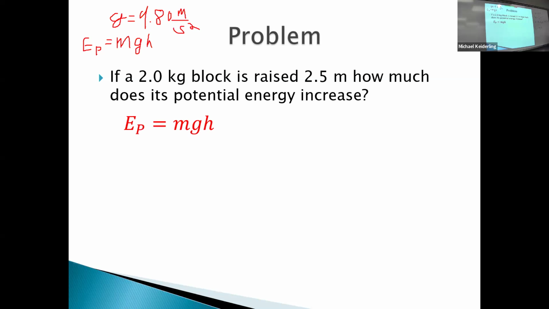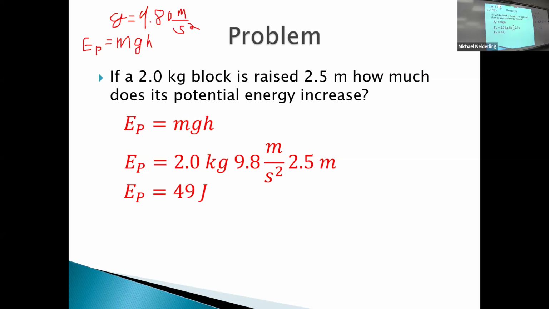Therefore, potential energy is mass times g times height, mgh. So 2 kilograms times 9.8 meters per second squared times 2.5 meters comes out to 49 joules. Units are going to be joules because it's energy. Again, the nice thing here is you're just interested in the change in height. You're not worried about paths or directions. There's no direction here. It's just a number.